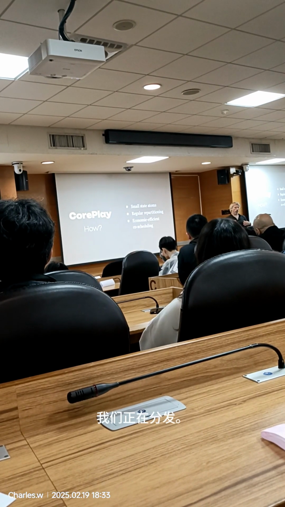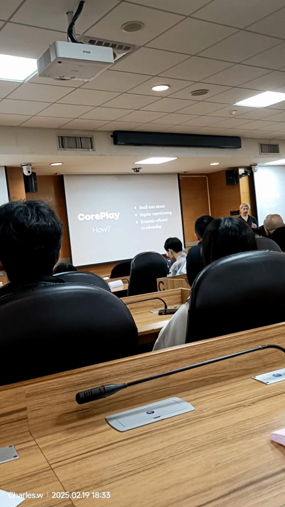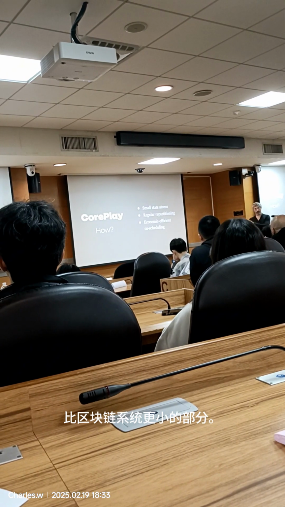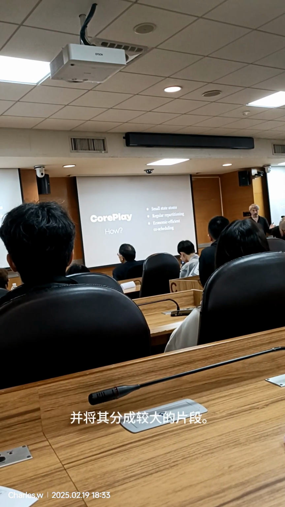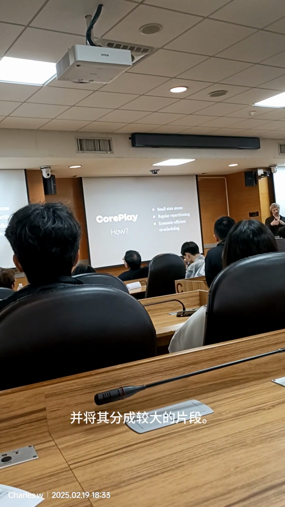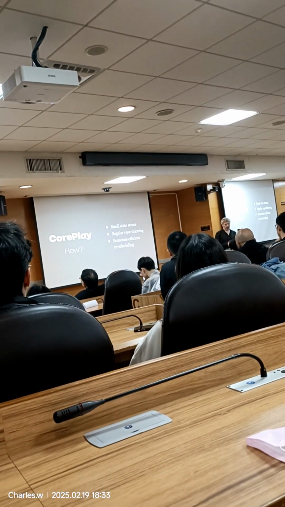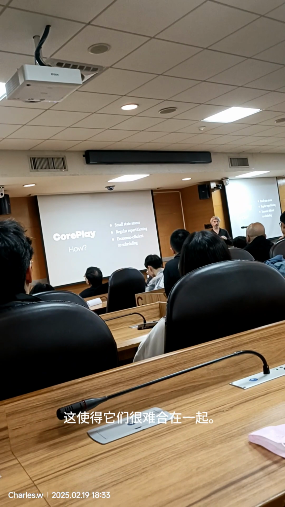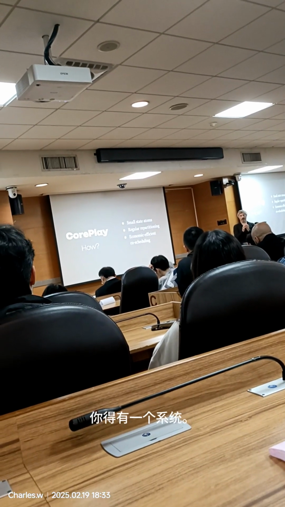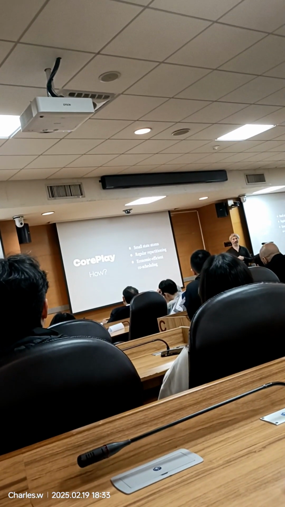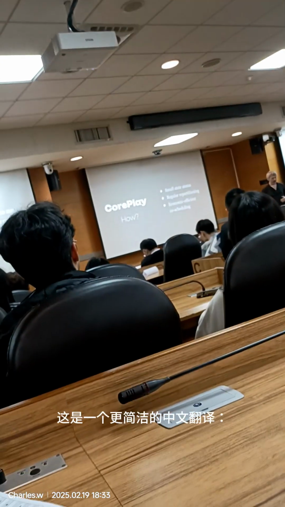We distribute our state into much smaller pieces than a blockchain system. Polkadot, for example, distributes its overall state into quite large pieces. We call these pieces parachains. It makes them quite hard to bring together, because to bring together two parachains, you have to have a system that knows everything about both. And then it picks and proves the bits of state that it needs, so it does that together.